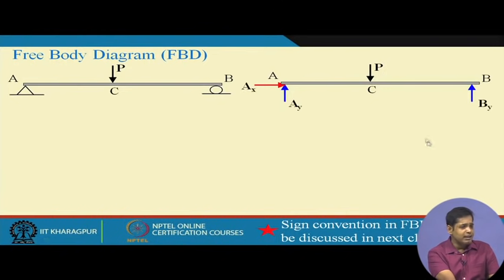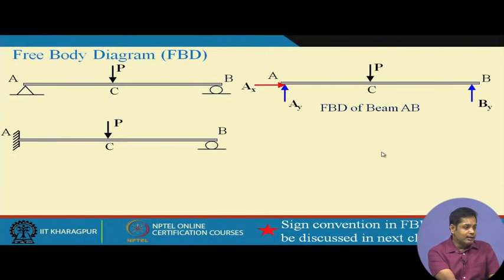Now, the naming system we will use here is BY, which means reaction force at B in y direction, AY is reaction force at A in y direction, and AX is reaction force at A in x direction. So, this is the free body diagram of beam AB.